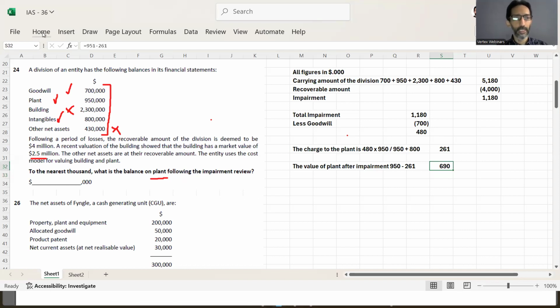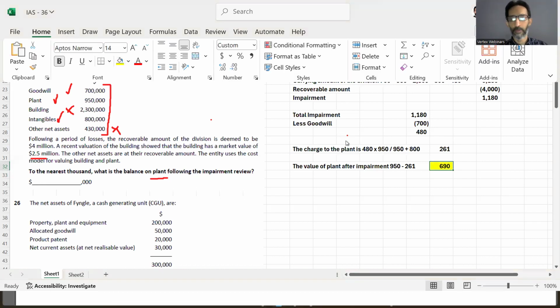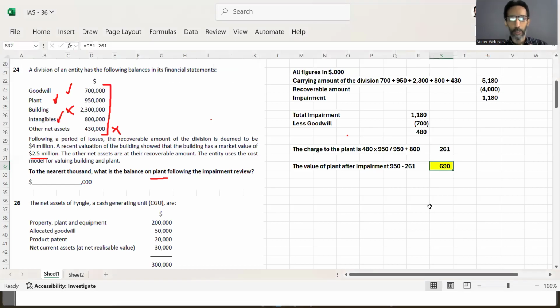I hope this is clear. We got to know how to calculate the charge of impairment for a specific asset. We followed the procedure: the goodwill is totally consumed by the impairment, and then the remaining impairment loss was shared between plant and intangibles, since building hasn't given any indication of losing any value. I hope this question is clear. They use the same data for two questions. I hope you're comfortable with this one.